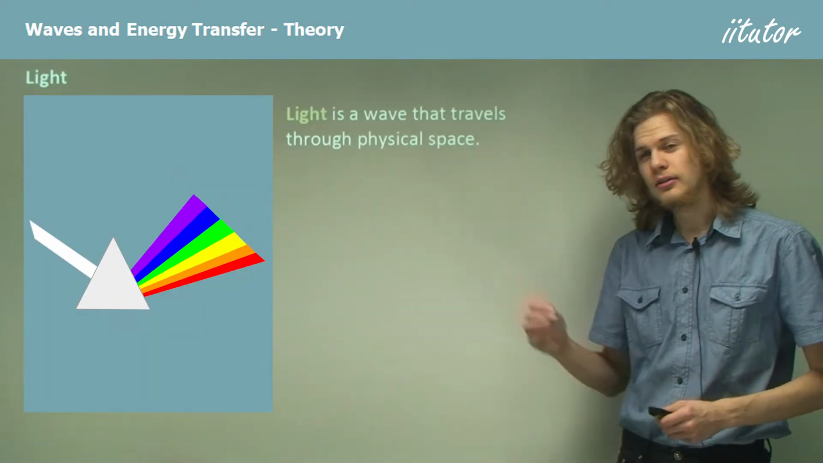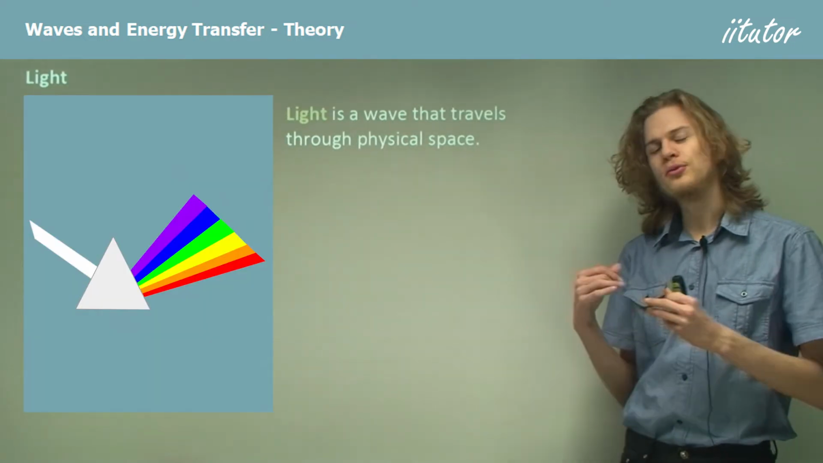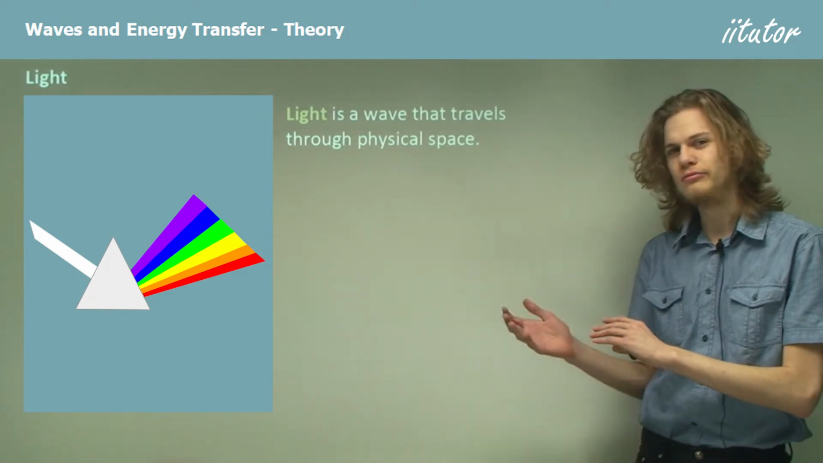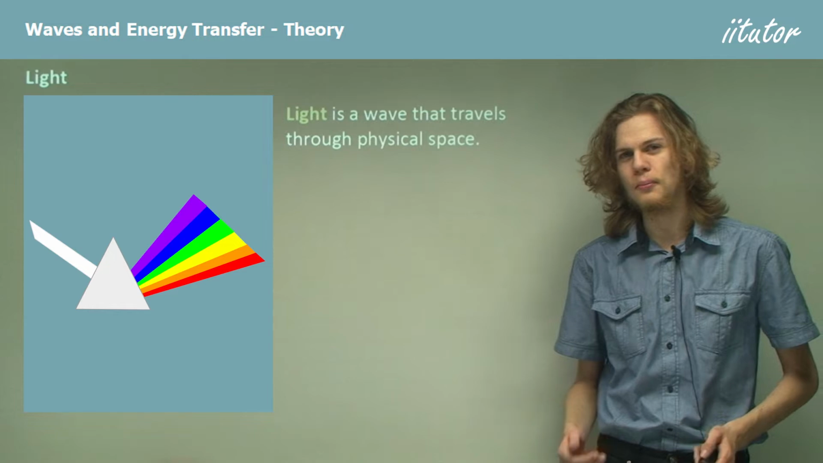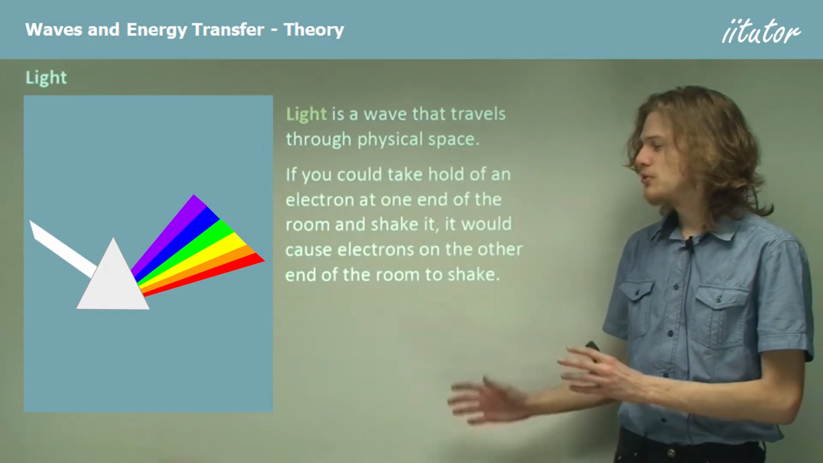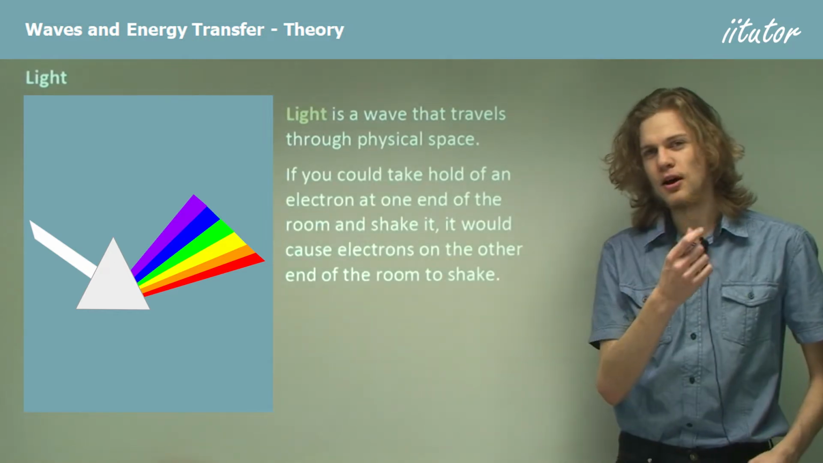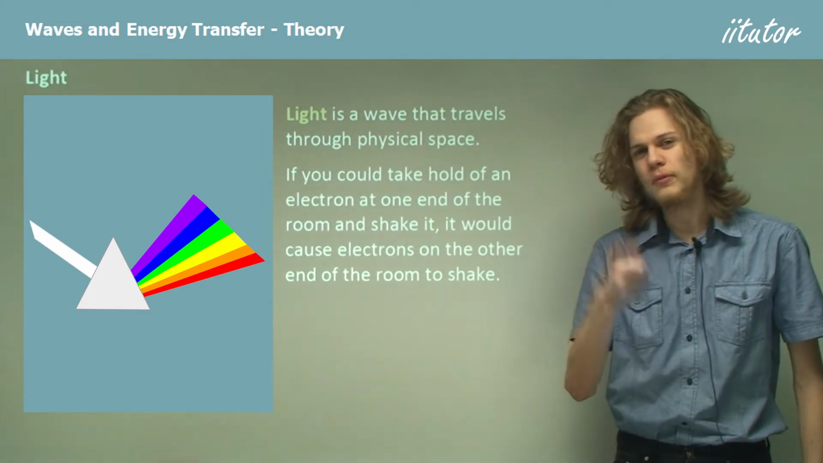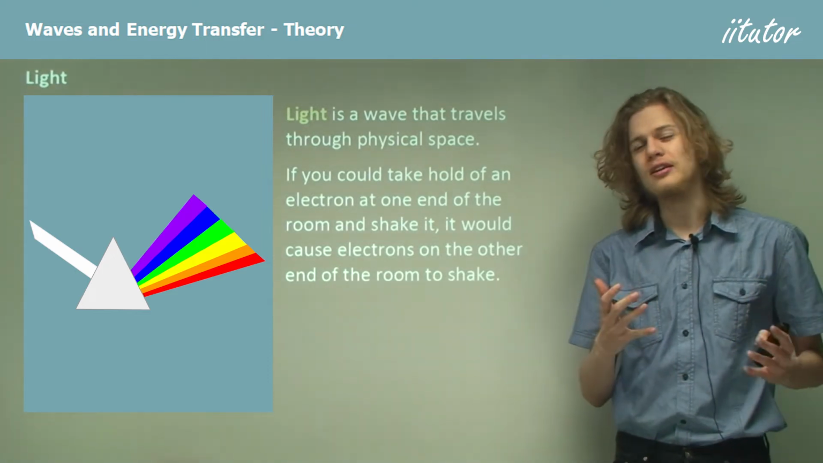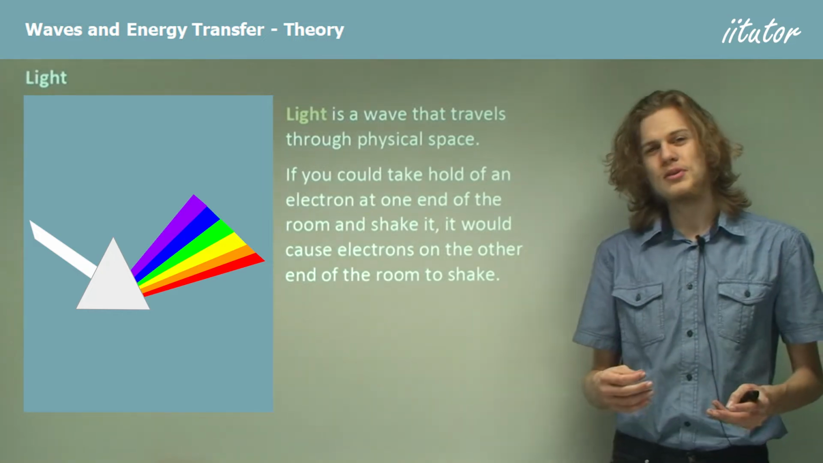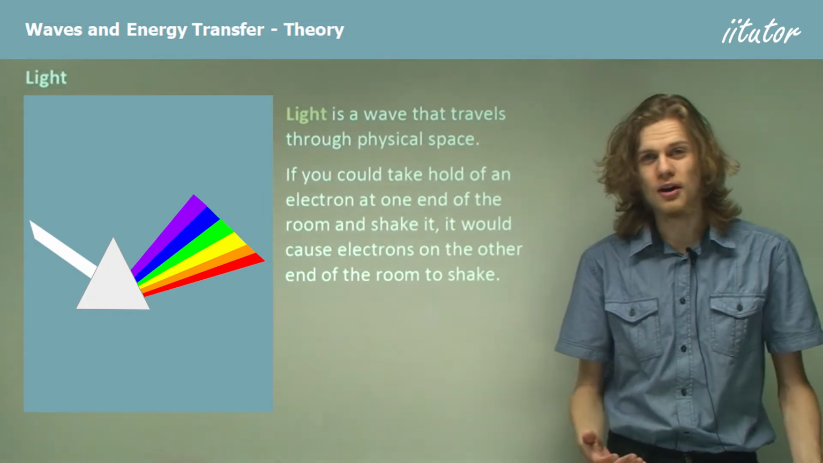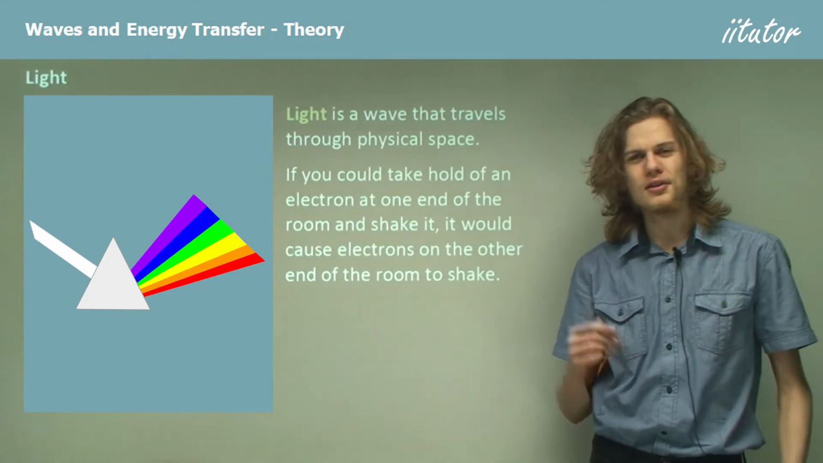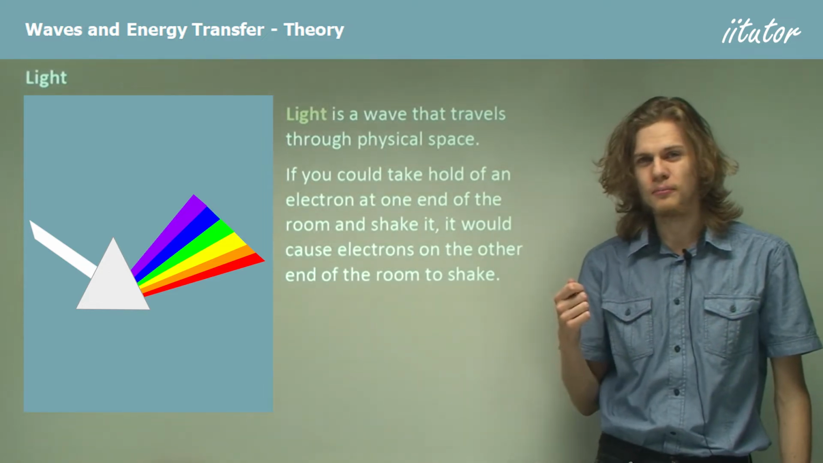If we look at light, this is a type of wave that travels through physical space, right? It doesn't have water or string to travel through. If you could take hold of a little charged particle, for example an electron, at one end of the room and wiggle it around a lot, then you would create electromagnetic waves. This means that if you were to look at a similar charged particle on the opposite side of the room, it would behave in the same way as the particle that you originally jiggled.